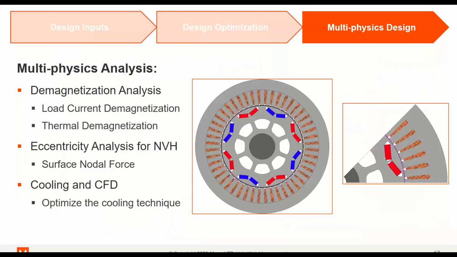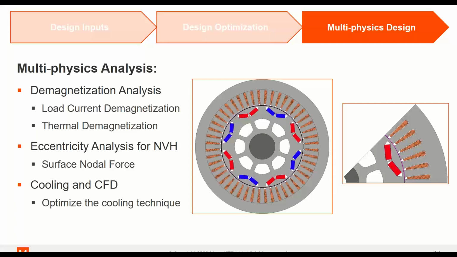So with that being said, let's jump into the technical side of the multiphysics designs, where we'll be looking at 3 different types of analysis. A detailed demagnetization analysis, where we're looking into 2 domains, the load current demagnetization and the thermal demagnetization. We're also looking at eccentricity analysis for NVH, where we're using the native functionalities in SimCenter Magnet to calculate the force, the surface nodal force, that you can then map to your structural analysis to get the NVH analysis.